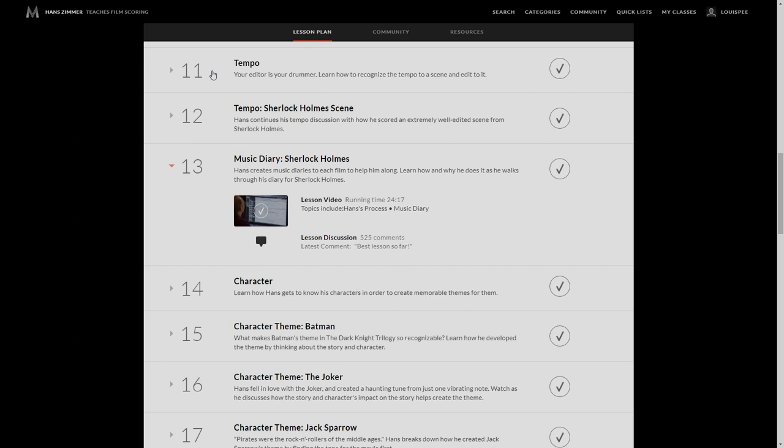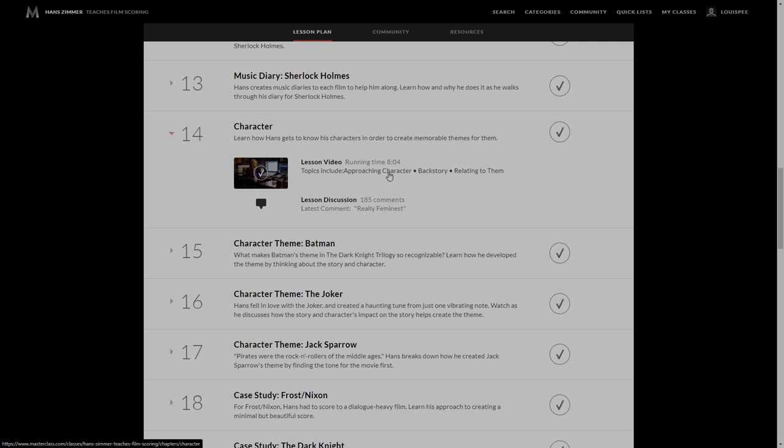Then there's the music diary. So if we look at it as though it's a package, you have lessons 11, 12, and 13, all talking about tempo and examples within a real world scenario in a very successful film, otherwise known as Sherlock Holmes. And then you learn about his diaries. He actually creates music diaries. So learn why he does it and how he does it as he walks you through the music diary that he created for an actual project in the real world, Sherlock Holmes. Very cool.